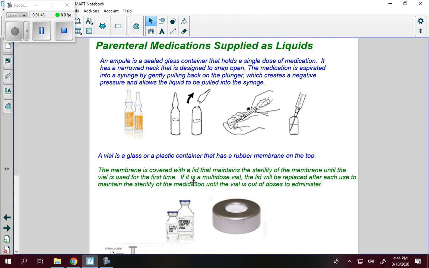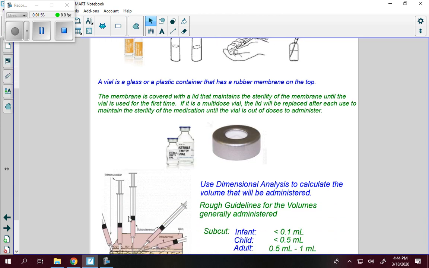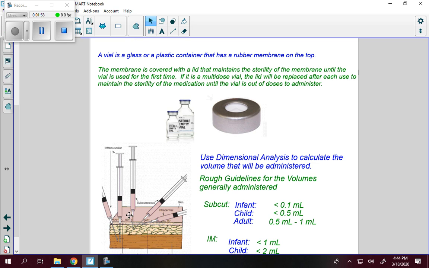A vial is a plastic container that has a rubber membrane on top. The membrane is covered with a lid that maintains the sterility of that membrane until the vial is used for the first time. If it is a multi-dose vial, the lid will be replaced after each use to maintain the sterility of the medication until the vial is out of doses to administer.